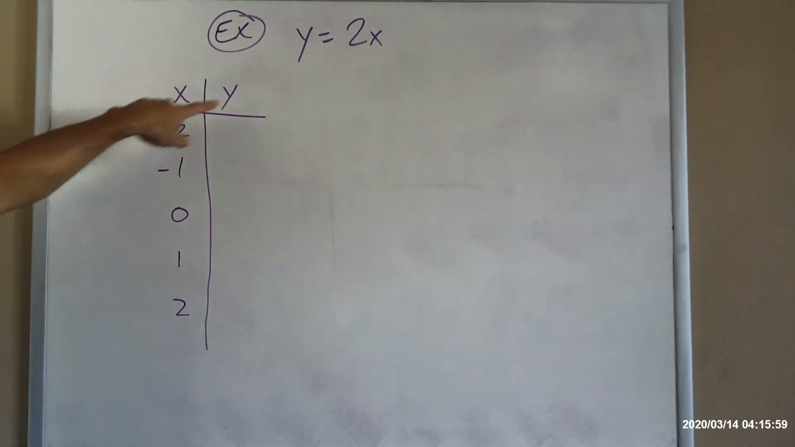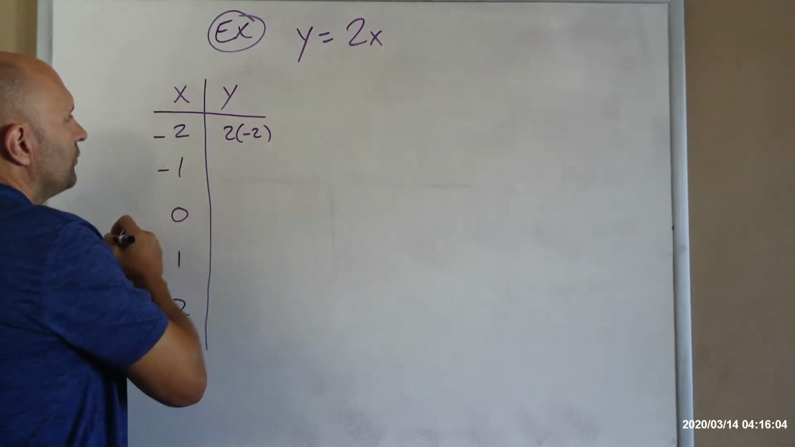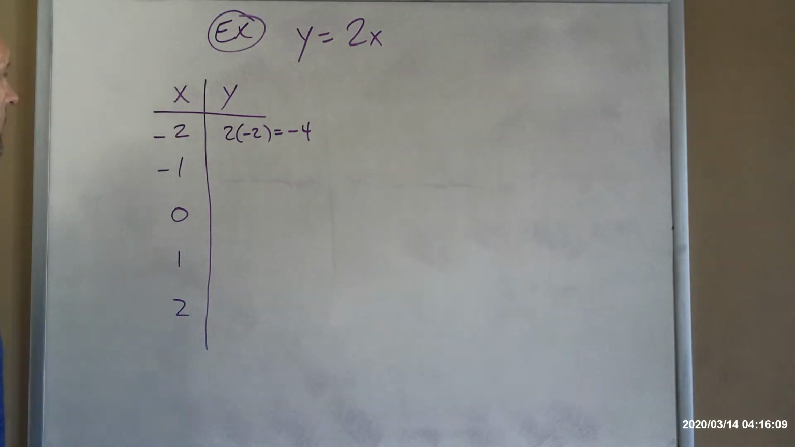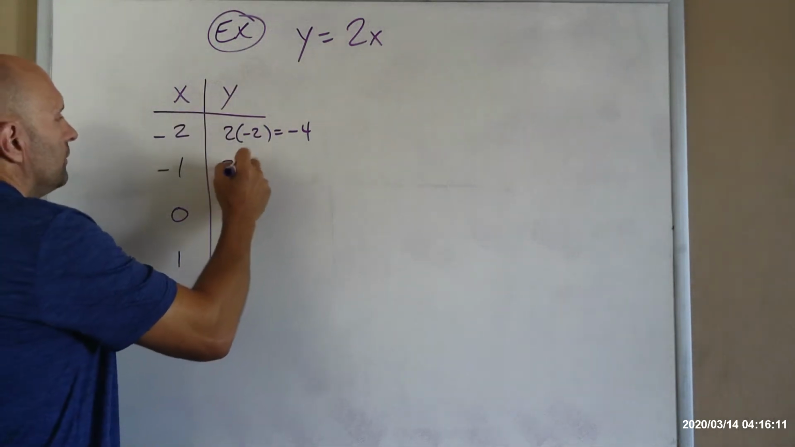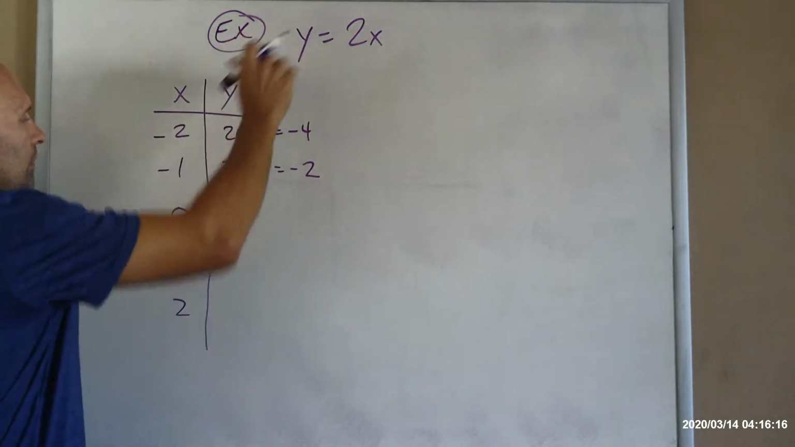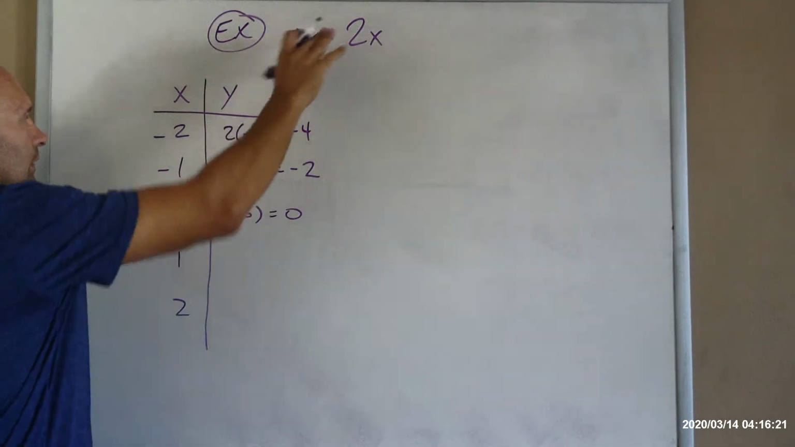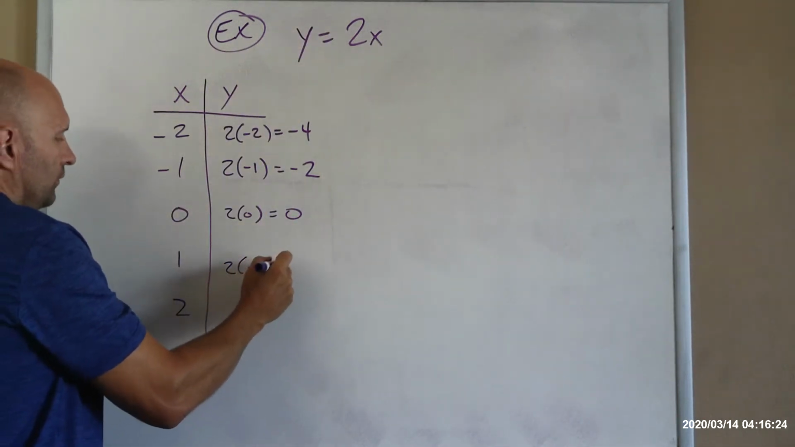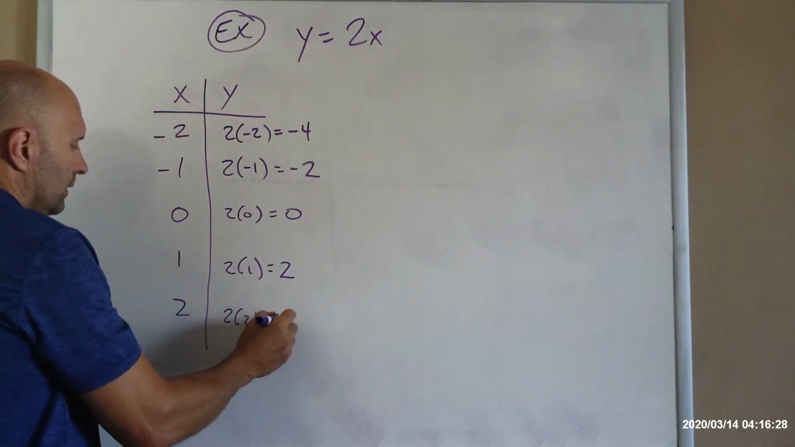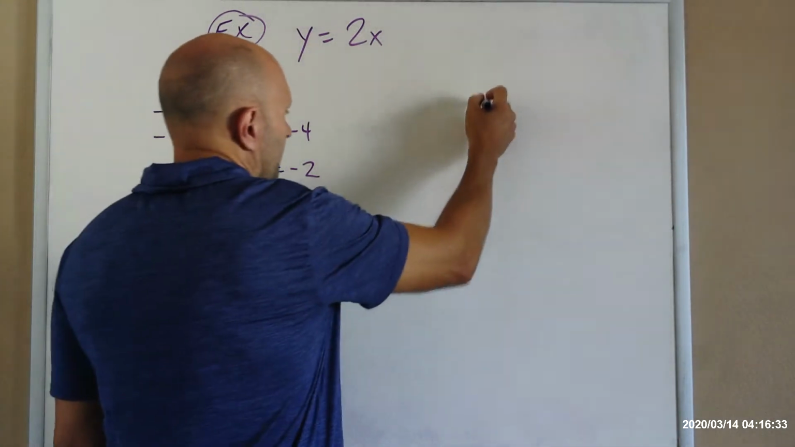If x is -2, plug that in here, y is equal to 2 times x, which is -2. 2 times -2 is -4. Plug in -1. 2 times -1 is -2. Plug in 0. 2 times 0 is 0. Plug in +1. 2 times 1 is 2. And plug in 2. 2 times 2 is +4. So now let's go ahead and graph this.